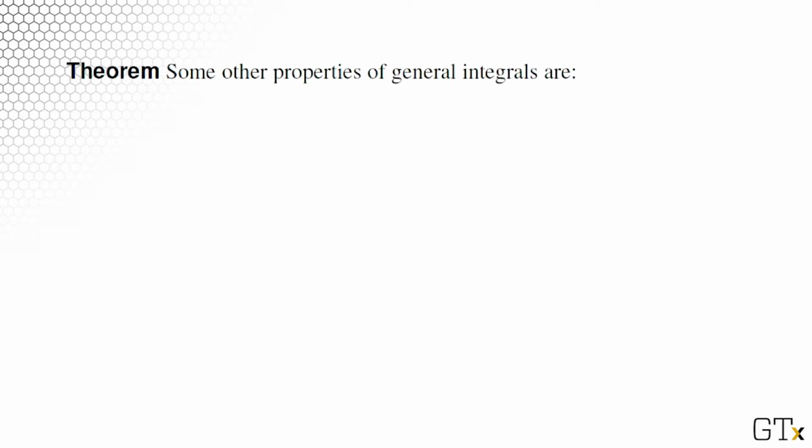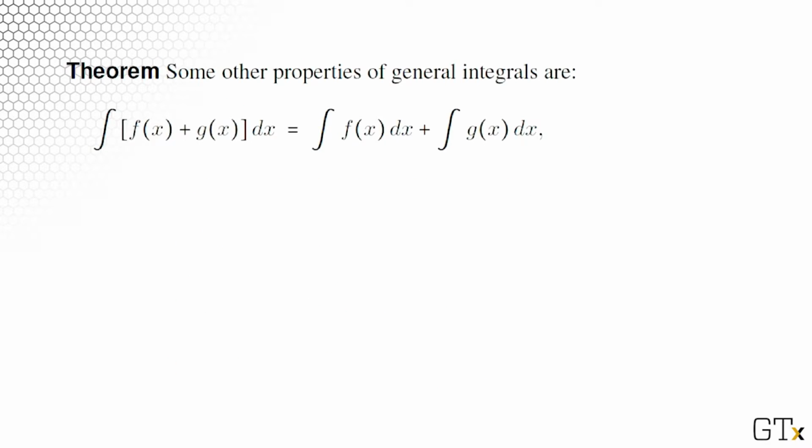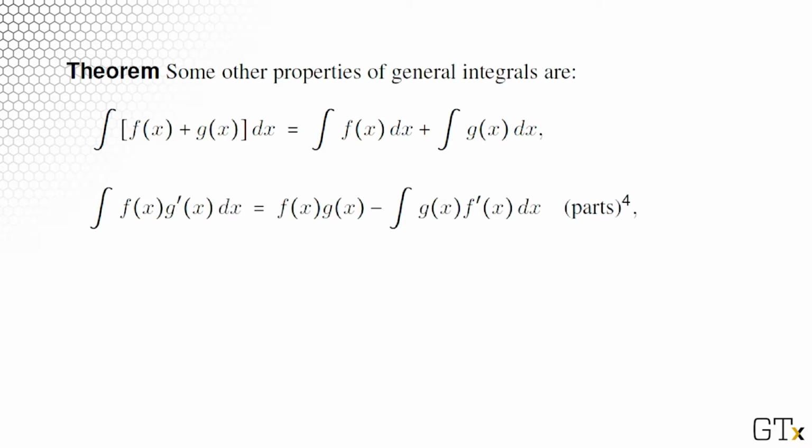Here are some other properties of general integrals. The integral of the sum is the sum of the integrals. This is sort of analogous to the product rule in derivatives, and this is called integration by parts. Integral of f times g prime equals f of x times g of x minus the integral of g times f prime. That's called integration by parts because we're breaking things up into f and g.